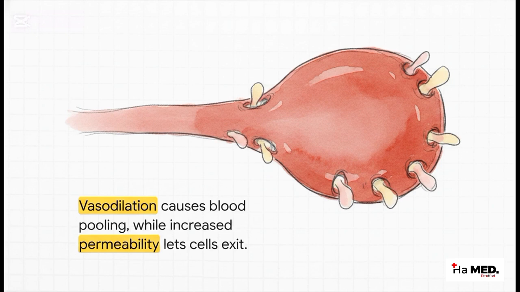Second, you get increased vascular permeability. The walls of your blood vessels basically become leaky, creating gaps so that defensive cells and plasma proteins can physically exit the bloodstream and pour into the tissue.